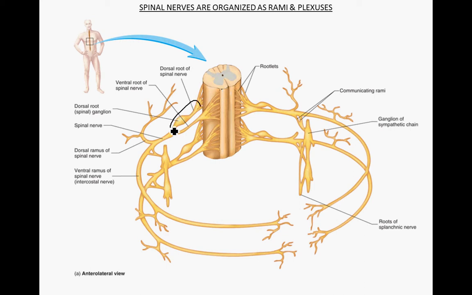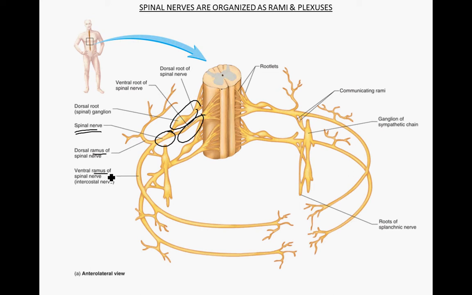Here is our dorsal root and our dorsal root ganglion. Here's our ventral root here. This would be our short little spinal nerve, right? So there's the spinal nerve. And then it's going to branch, right, and become either a ramus, a branch of that, right?